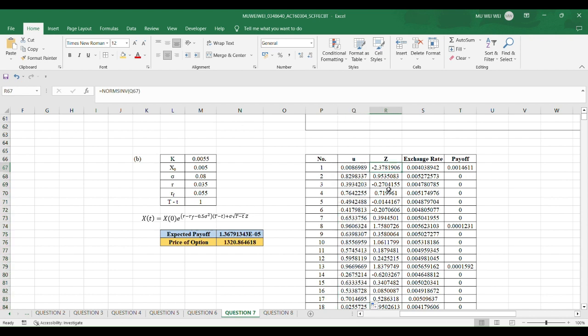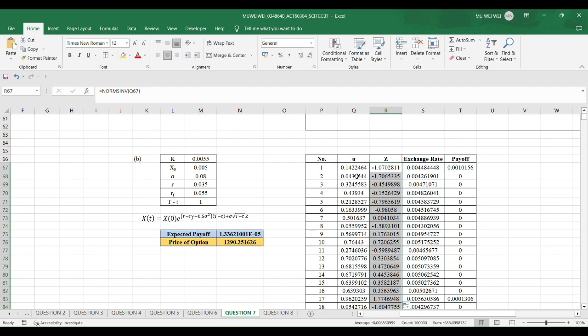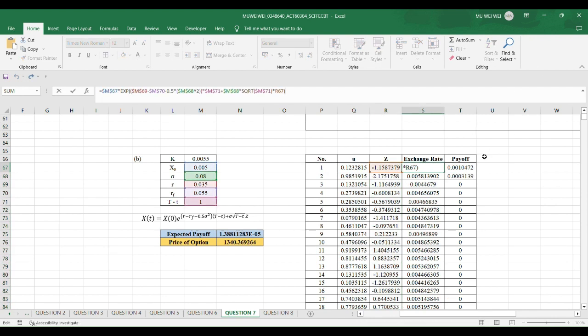And then the corresponding z-score for the U, we will use the inverse standard normal function right here, to generate the z-score for the corresponding U. Next, to get the exchange rate, since it follows a Black-Scholes framework, we can use the equation right here, which is xt equals x0 times the exponential of r minus rf minus 0.5 sigma square times t minus t plus sigma square root of t minus t times the z-score.